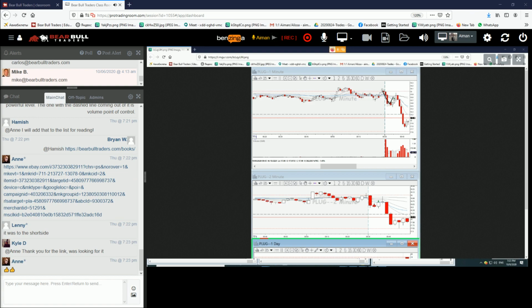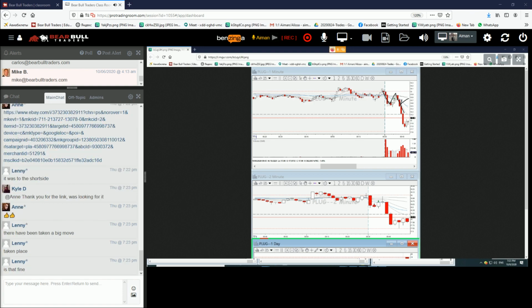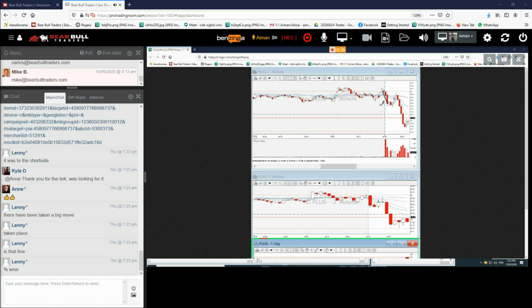But look at this now. You could have re-entered for the break. This would have been a good place to re-enter. Don't just give up. There has been a big move here. So look, this drop here, you took it to the short side for the break, it was ideal.